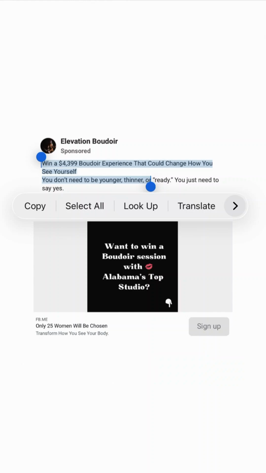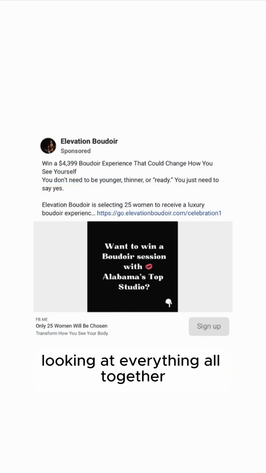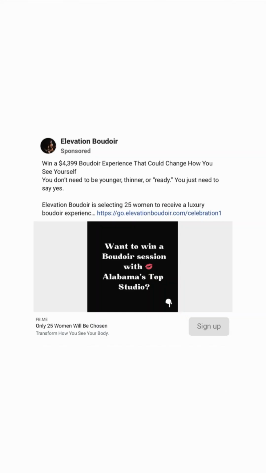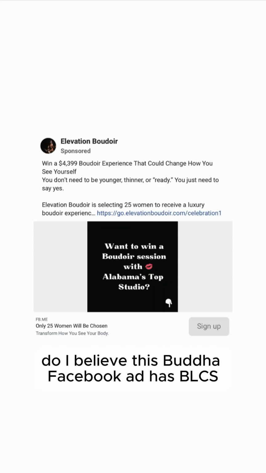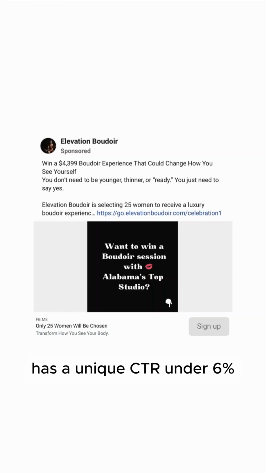Now, looking at everything all together, do I believe this boudoir Facebook ad has BLCS, has a unique CTR under 6%, has boudoir low click syndrome? Yes, I do.